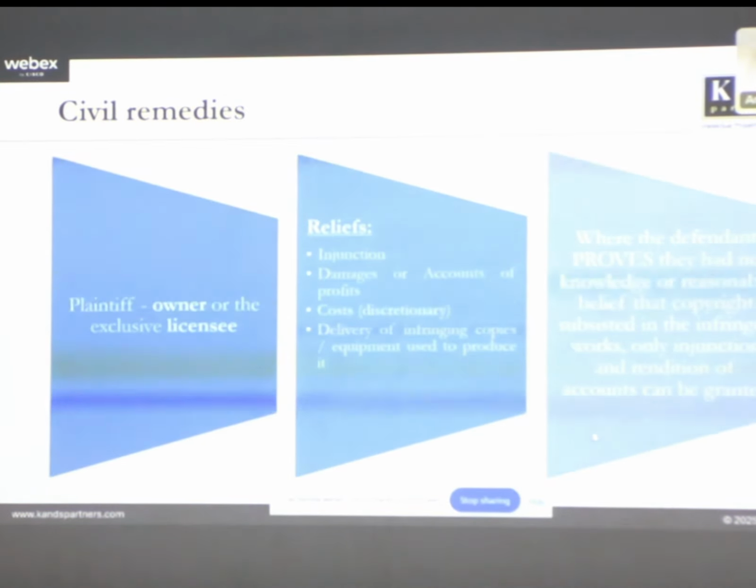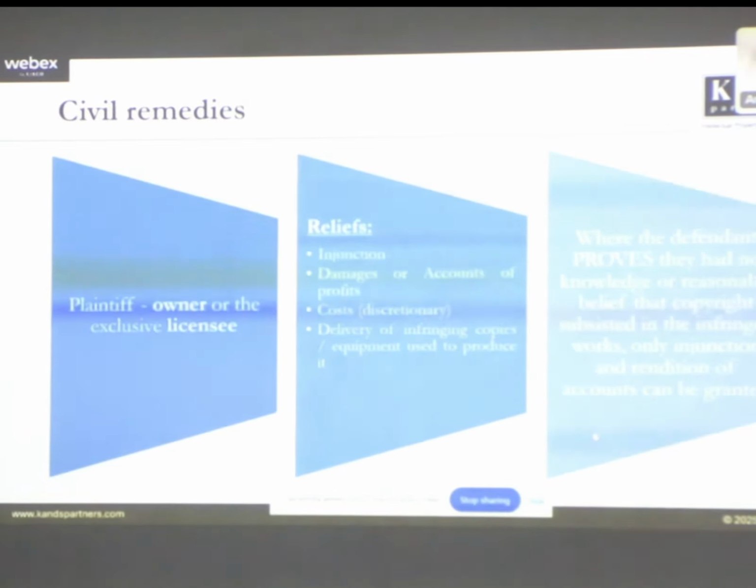The reliefs are as follows. Injunctions can be issued, meaning the infringing party is stopped from carrying out their infringing activities. Then damages: whatever damage I faced because of the infringement, I am eligible to get that money back. Costs are discretionary; they are usually imposed in an exemplary manner, to set an example. Because somebody was doing something illegal, costs are imposed on them in addition to the damages. And then there is delivery of the infringing copies or equipment that is used to produce the infringing material.